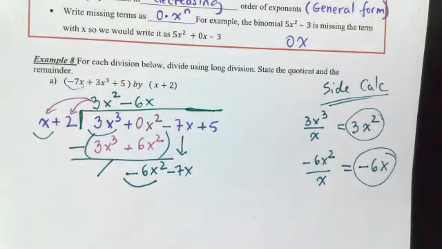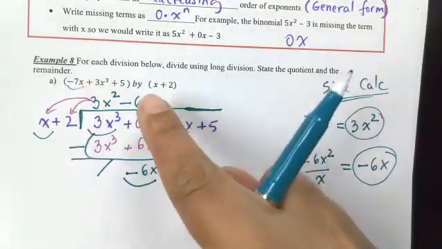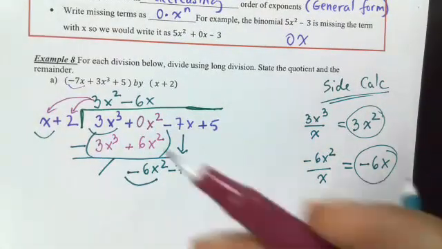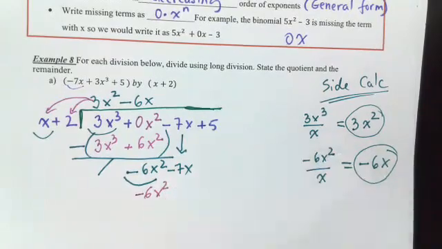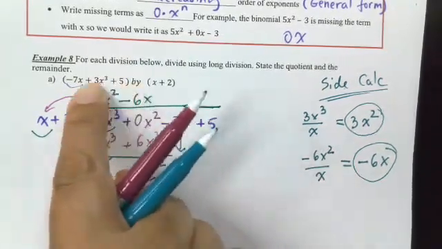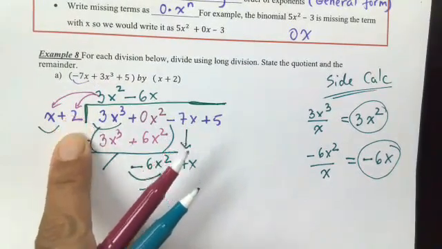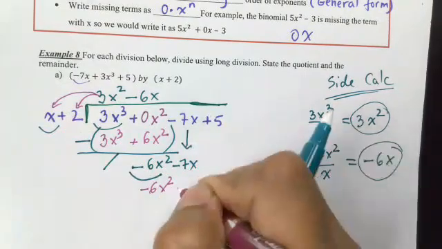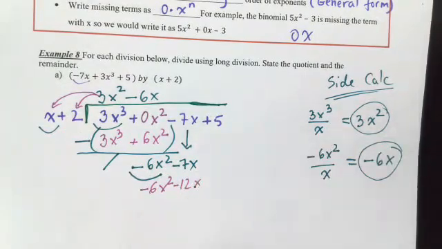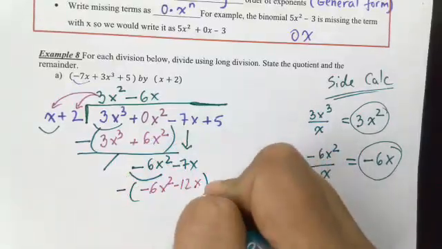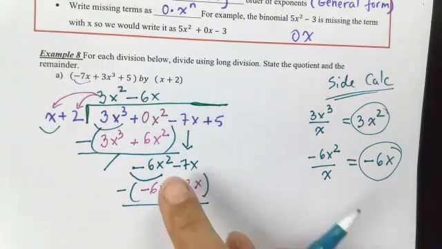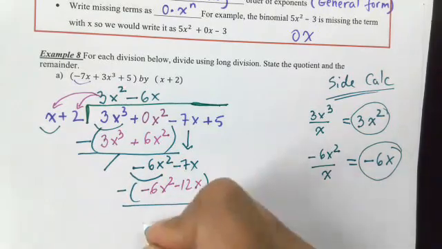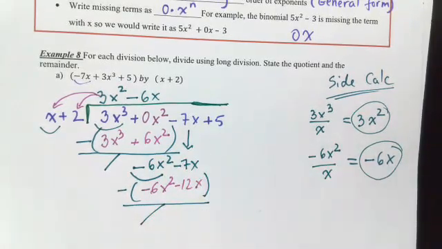What's the next step? Arrows, right? Multiplication. Negative 6x times x is negative 6x squared. Negative 6x times positive 2 equals negative 12x. And then we subtract vertically. Negative 6x squared, subtract negative 6x squared. What are we getting? Take away the same thing? Nothing.